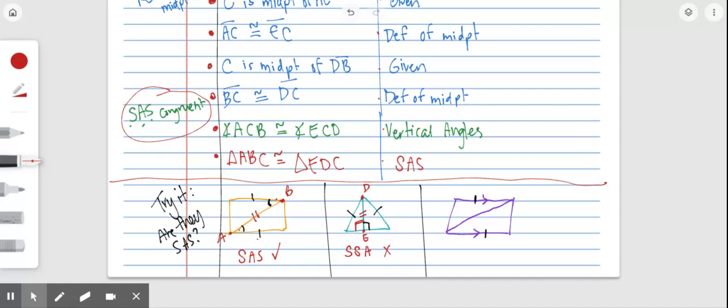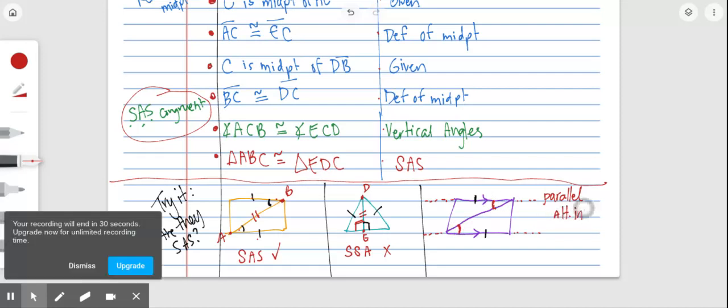Okay. All right, last but not least, this purple one. This one is kind of tricky. It's got parallel lines. So we actually have to remember back to when we talked about parallel lines and parallel line theorems. If I extended these parallel lines, then I have created angles right here. An angle here and an angle here. And they're alternate interior angles, which means they're congruent.